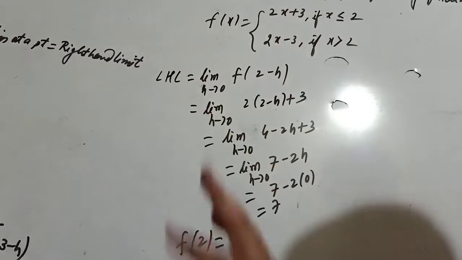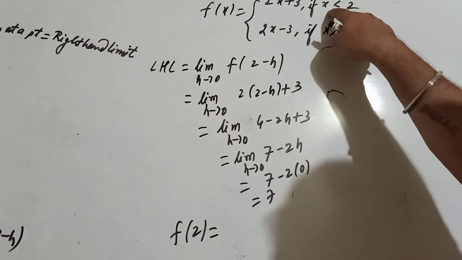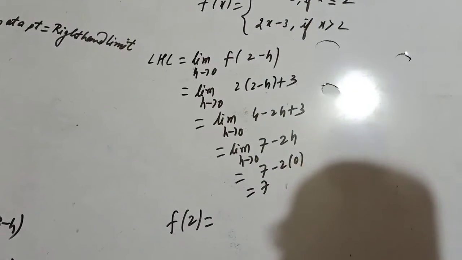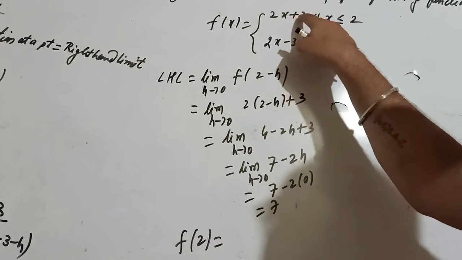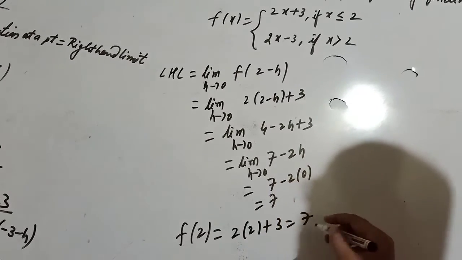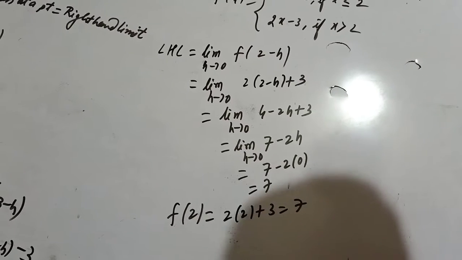At any cost you were taking the given function. But here you have got an option. Less than or equal to 2, this function. Greater than 2, this function. So here equal to 2 means you have to substitute f of 2. 2 times 2 plus 3. This is also 7. So LHL and f of 2 are equal. If RHL is also equal, we can say this is continuous.